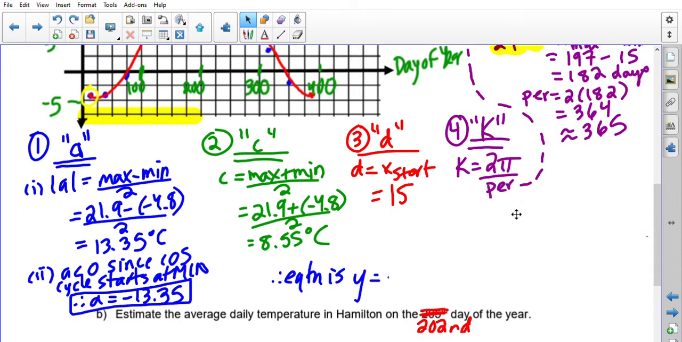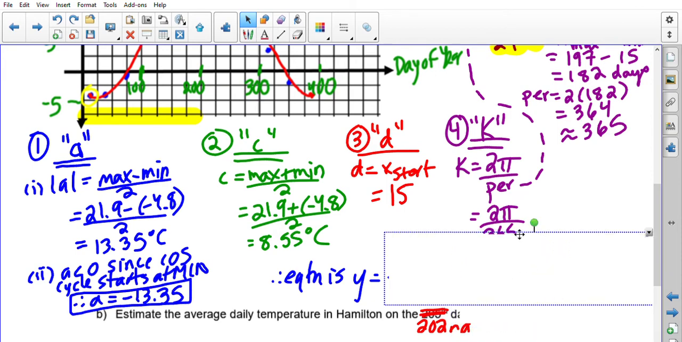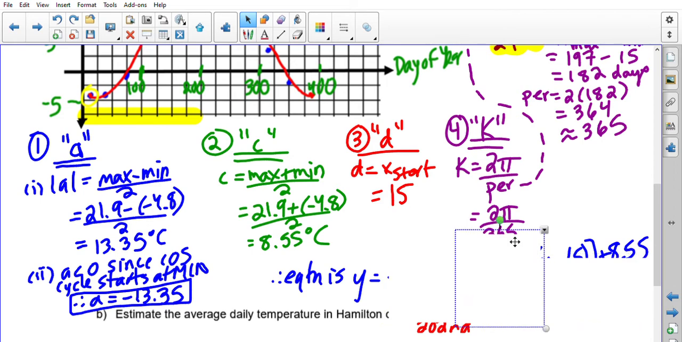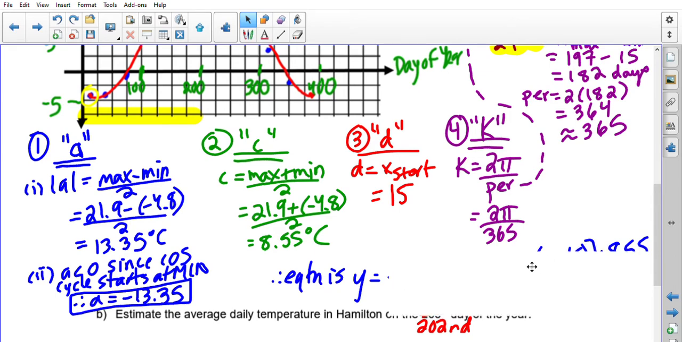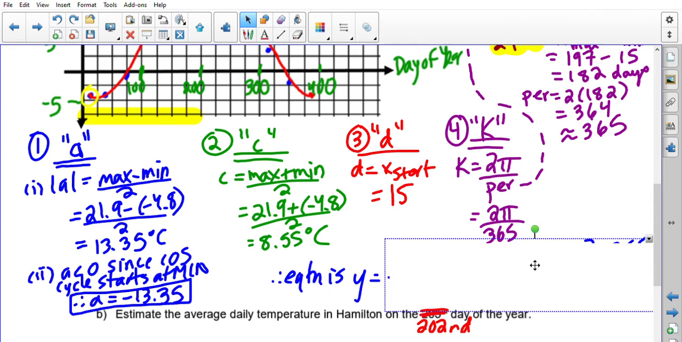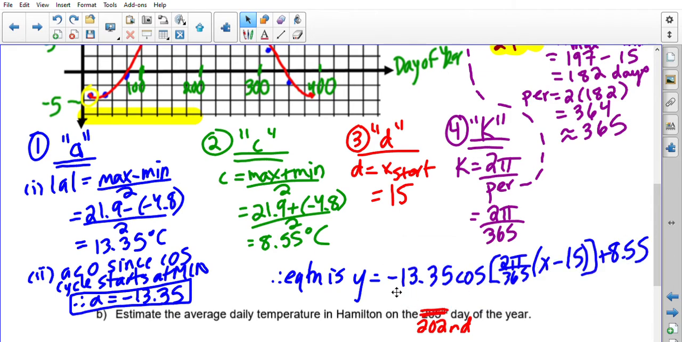All right, so we're going to come back here and then we're going to write that as 2 pi over 365. Okay. And that's obviously as simplified as it's going to be. So we have everything we need. So our equation is y equals negative 13.35 cos, bracket 2 pi over 365, bracket x minus 15, bracket, plus 8.55.